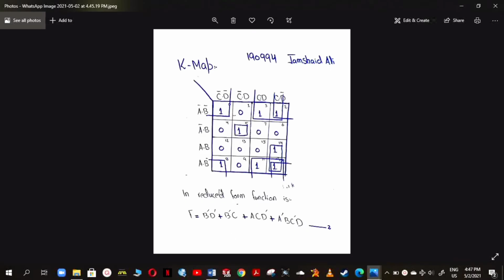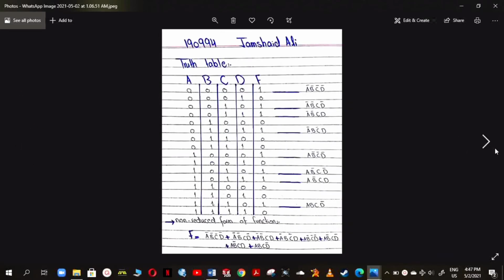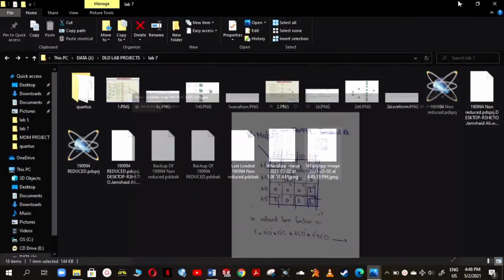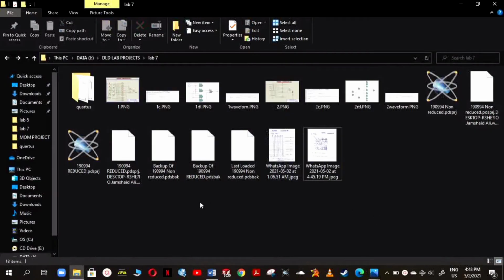Now we are going to implement these Boolean expressions, reduced form and non-reduced form, on Proteus and Quartus. So I implemented both the Boolean expressions on Proteus. Now I am going to show you the screenshots.